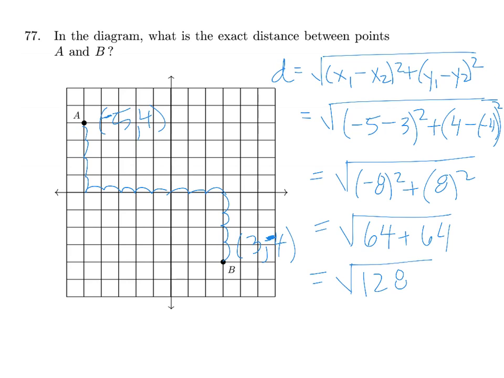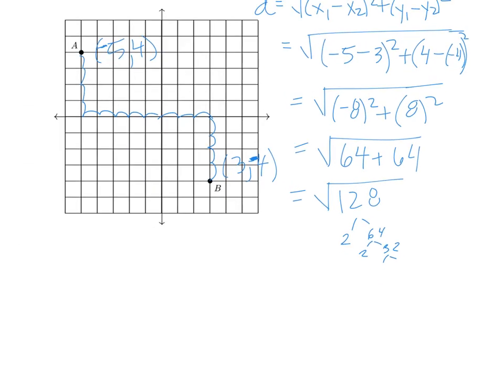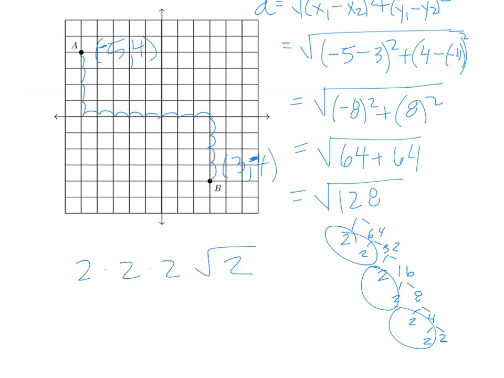All right, we could simplify that to 2 times 64, 2 times 32, 2 times 16, 2 times 8, 2 times 4, and 2 times 2. I'm looking for pairs. All right, so I could pull out 3 2's, 2 times 2 times 2, square root of 2 left over, so I end up with 8 square root of 2 as my final answer. Done.